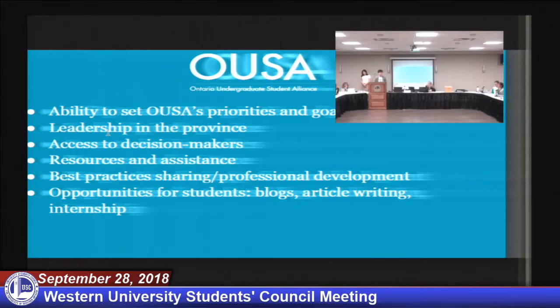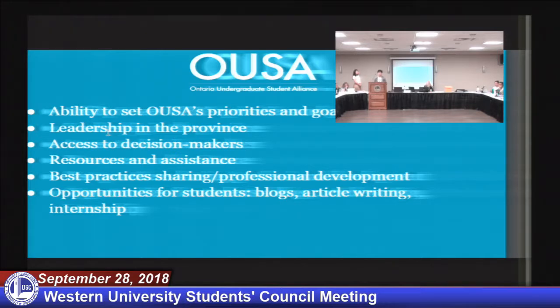Yeah, so what does that $3.10 get you? So the first and foremost is being able to set USA's priorities and its goals, primarily through the General Assembly, so the representatives that we send there, as well as myself sitting on the steering committee and being elected representative of the USC. Leadership in the province.